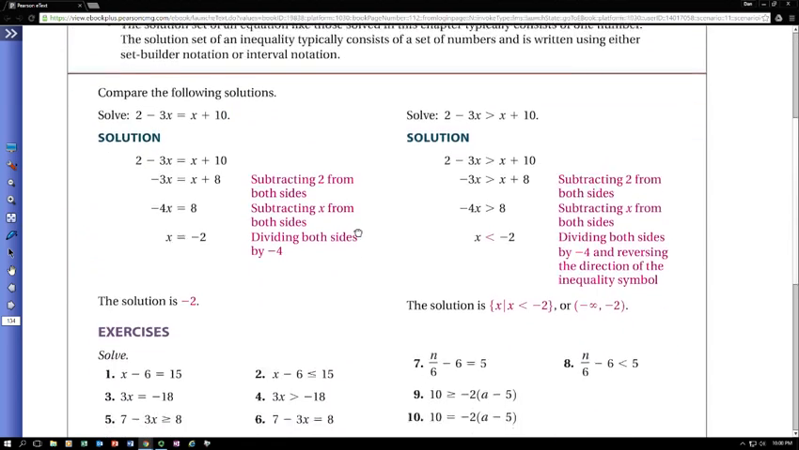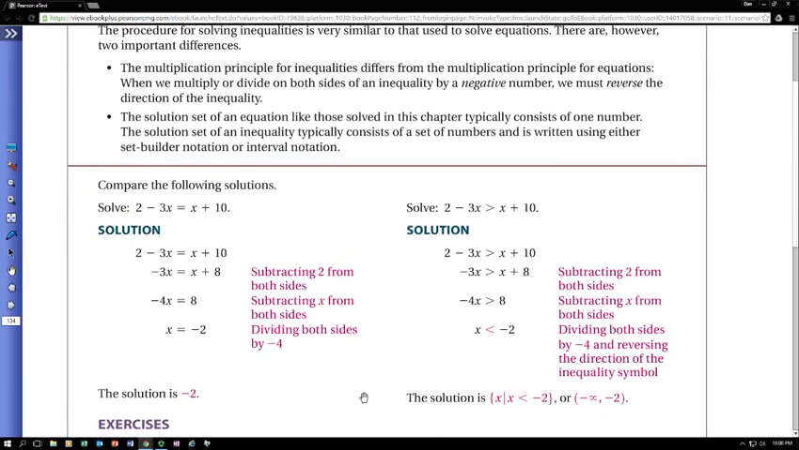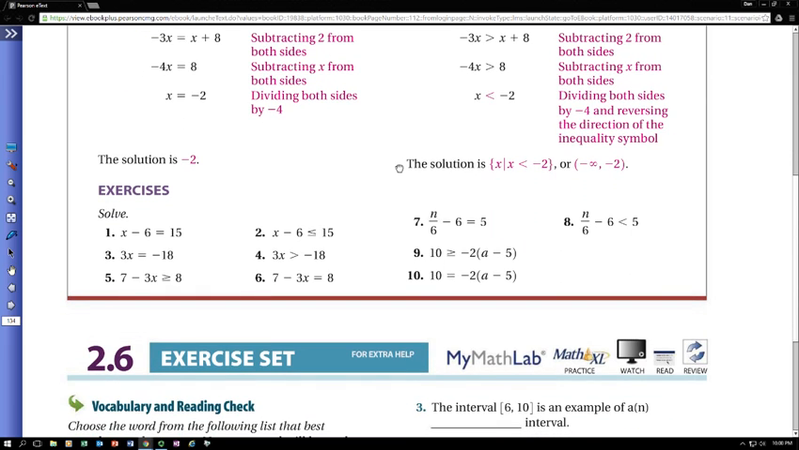So then they go through basically the concepts involved, the multiplication principle. The difference now is that you have to watch out for negatives.